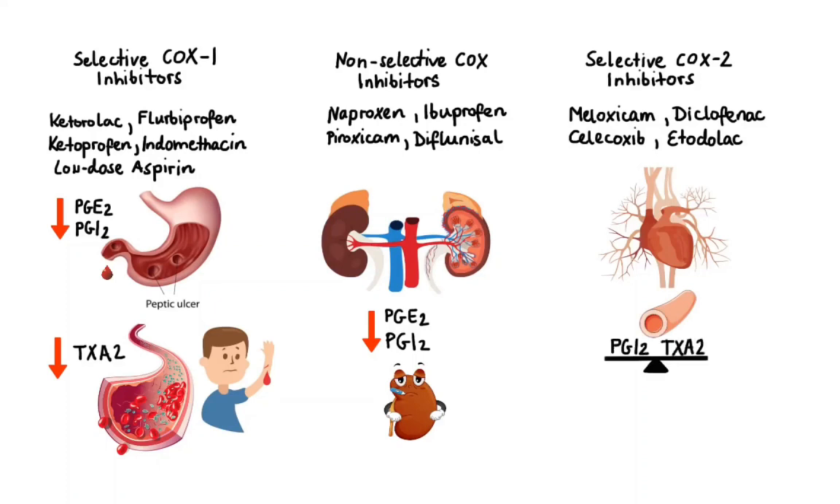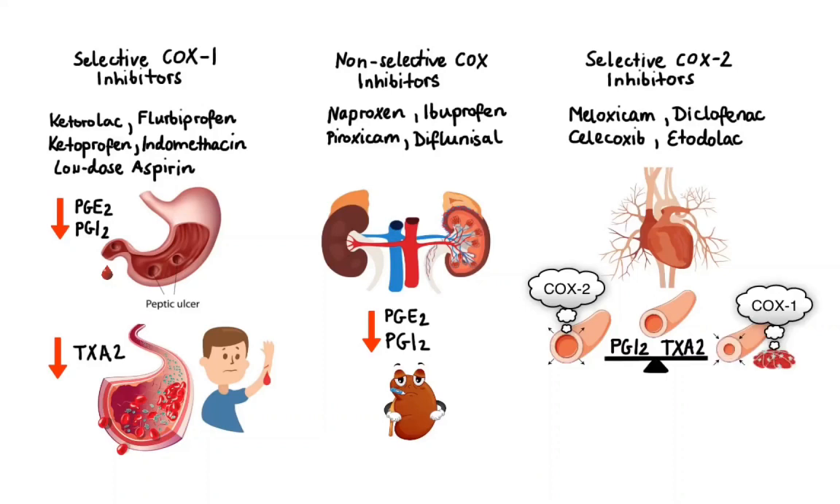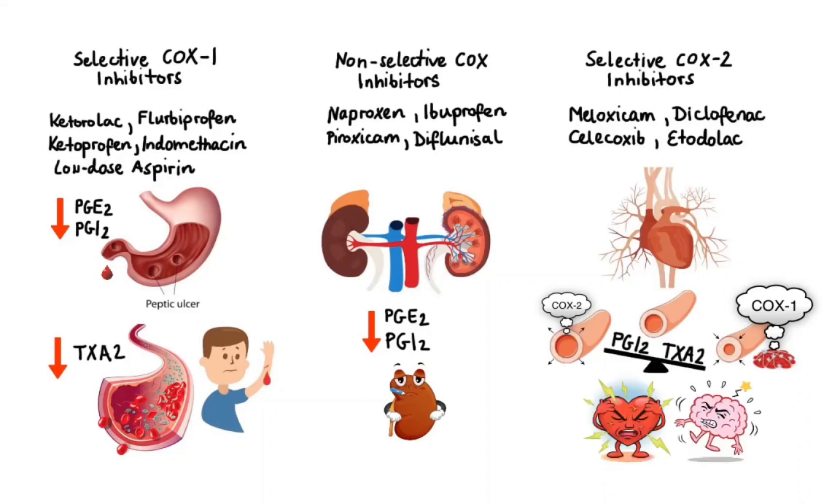Now, prostacyclin is produced mainly by COX-2 in the endothelium, and it's responsible for vasodilation and inhibition of platelet activation. On the other hand, thromboxane A2 is produced mainly by COX-1 in platelets, and it's responsible for vasoconstriction and promotion of platelet aggregation. So now, the problem arises when selective inhibition of COX-2 tips the balance in favor of thromboxane A2 formation. This makes vasoconstriction and platelet aggregation more likely to occur. This in turn leads to increased risk of cardiovascular events, including myocardial infarction and stroke.